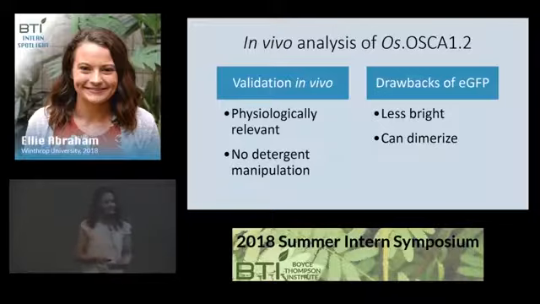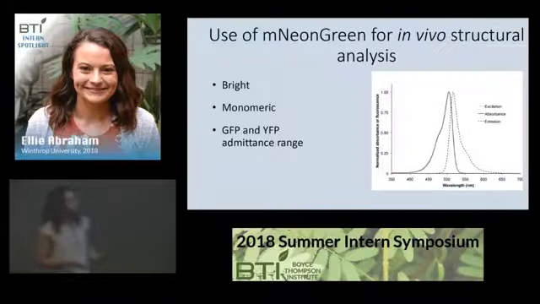GFP also has the tendency to dimerize, meaning that we could have an extra bleaching step in our results because an extra GFP had been tagged in the complex instead of an extra OSCA molecule tagged in the complex, and that can skew our results. To overcome this, I decided to use mNeonGreen, which is a new fluorescent protein which is extremely bright and completely monomeric. So it's less likely to dimerize and skew our results with an extra bleaching step.